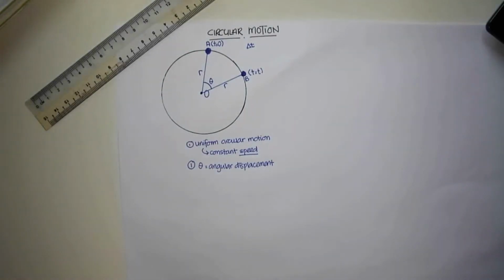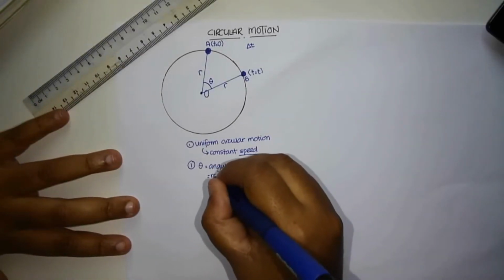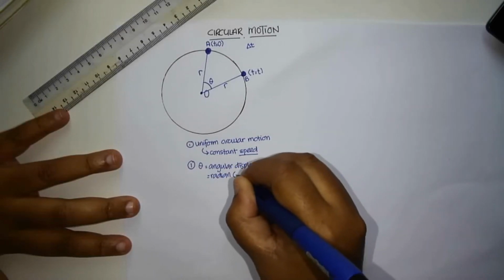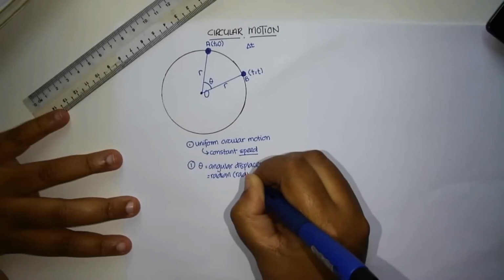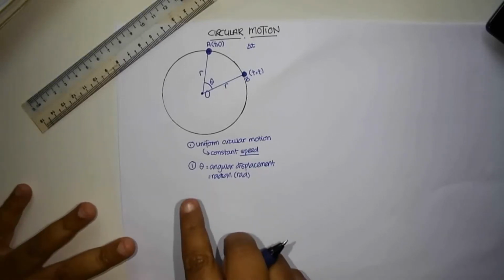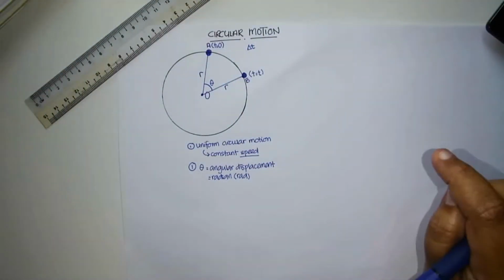It's called angular displacement, and for this theta, the unit must be in radian, with the symbol rad, R-A-D. Now theta can also be in another unit, which I'm going to talk about later, not now. So the first quantity we can talk about is theta, which is the angular displacement.